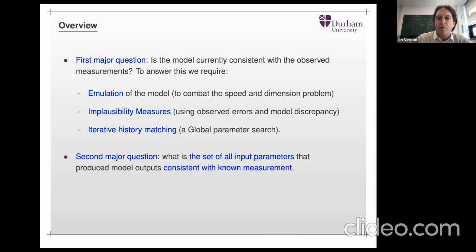But the second question is almost more important. And the second one answers the first, incidentally. What is the set of all input parameters that produce model outputs consistent with known measurements? So where can I run the model? What parameters can I choose, which will run the model and then give output consistent with observed data? And that word consistent is, of course, fun all by itself. Now, we will identify and analyze this set. That's the goal of history matching in a sense.